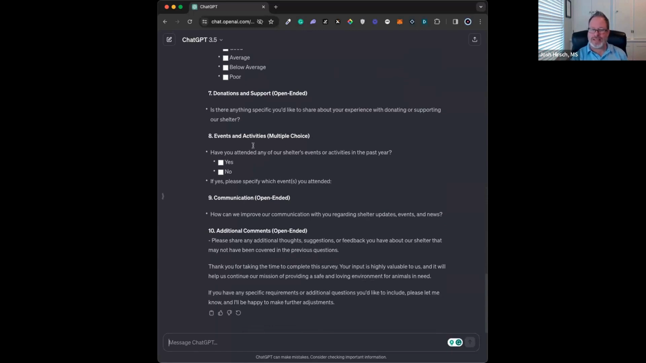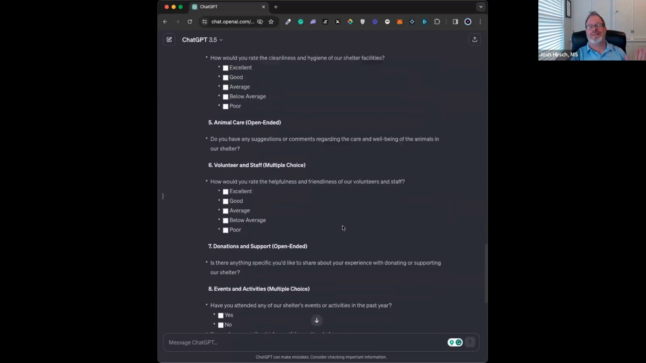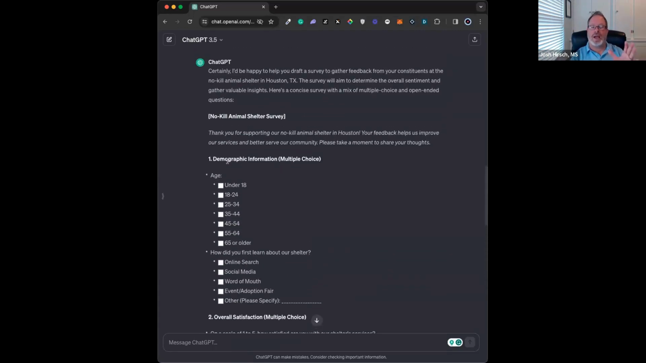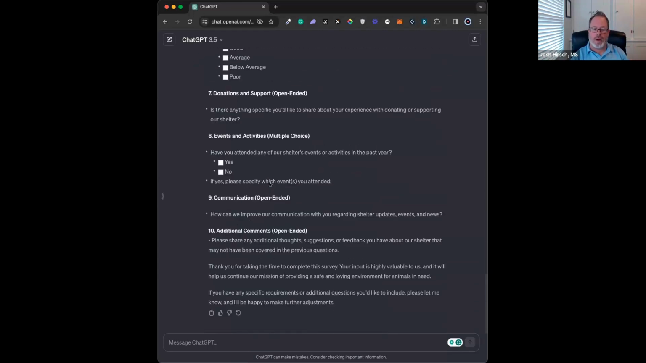And then we get on to events. Have you attended any of our shelter's events or activities in the past year? And then leave it a little bit more open-ended. Then we get into communications. How can we improve our communications? Once again, asking for improvement, which gives us that sentiment and intent, looking at that tone, and then additional comments. So I think this is good. Once again, I would not take this straight at face value. I'd want to refine this a little bit more.